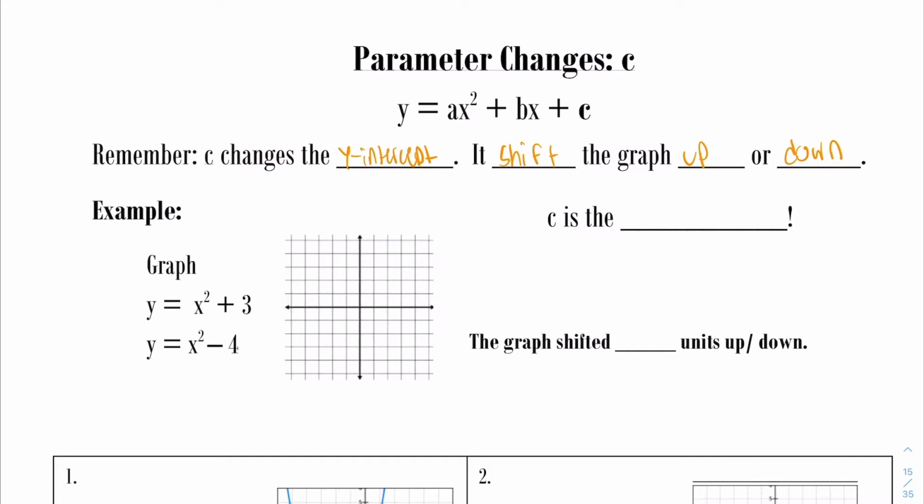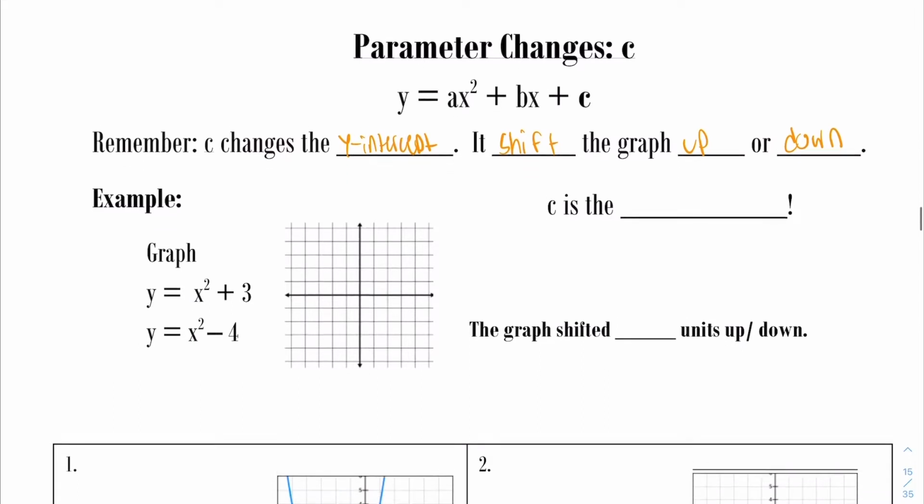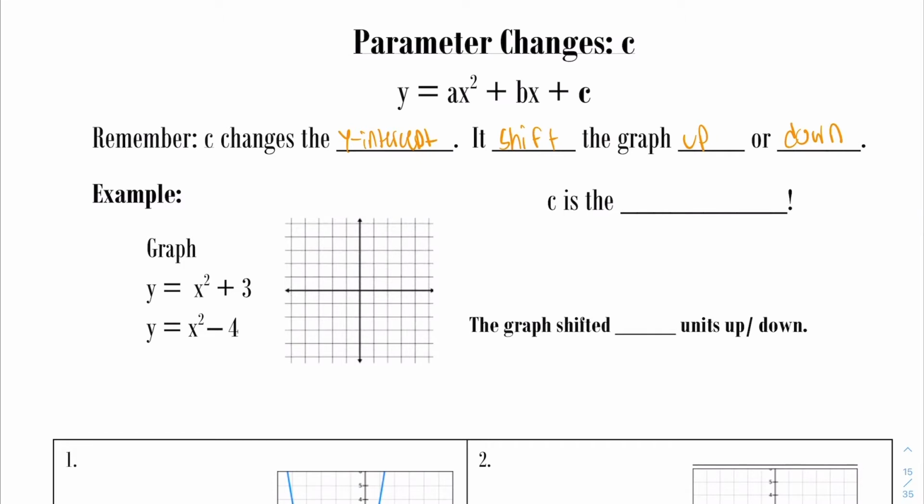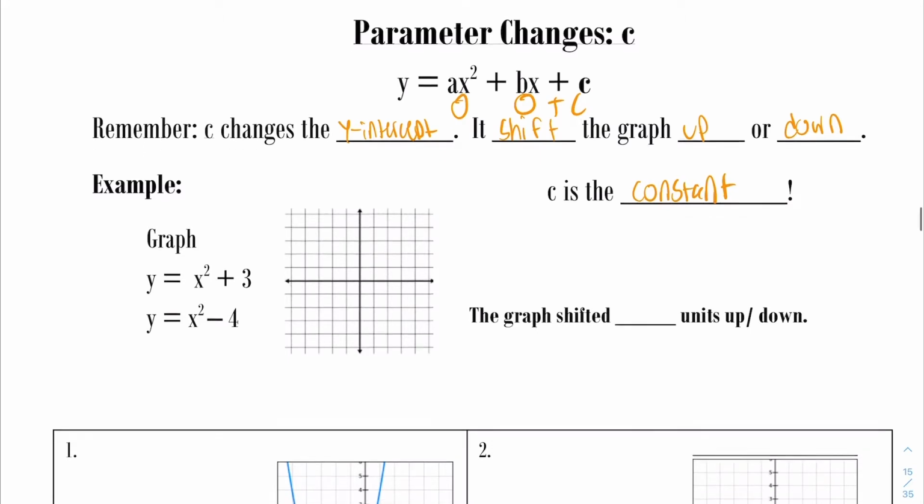And the reason it does that is because if you're doing the y-intercept, then you're going to be plugging in 0 for x, and the only thing you'll have is that letter c, because c does not care what you plug in for your variable. The reason c doesn't care is because c is the constant. c will be the same no matter what you plug in for x. You're going to add or subtract whatever that random number is at the end.